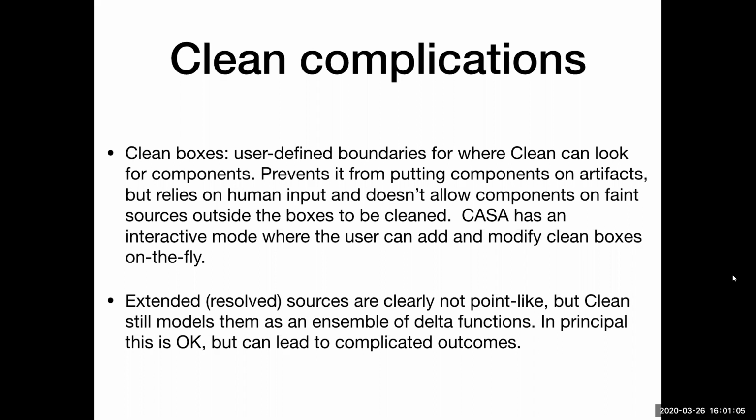An initial source of problems is extended sources, sources that are resolved and have structure, because the clean algorithm assumes everything is delta function-like. As soon as you have a source that isn't a delta function, it breaks it a little bit. It works decently well on sources that are partially resolved, sometimes even well resolved, depending on the source. It performs better than you might naively expect, and so it's usually okay. But you can find cases where it does tend to give you very weird results.